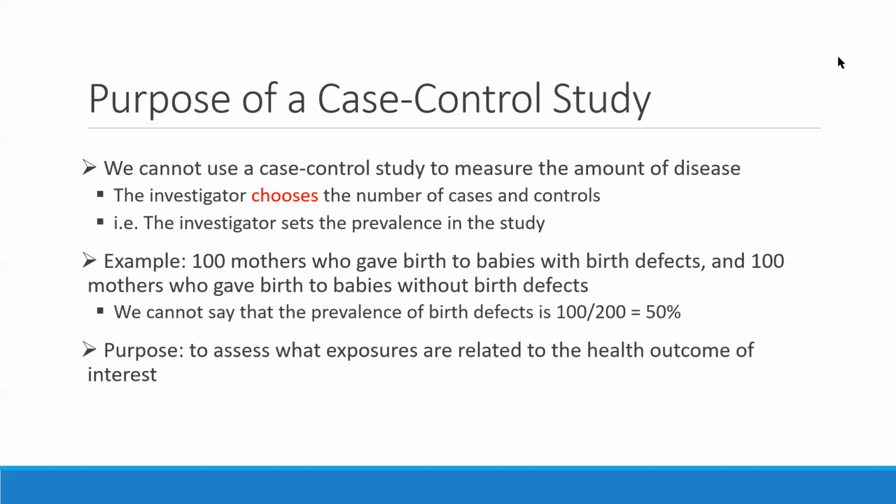And in case control studies, that is the only thing that we can calculate. We calculate the odds that the cases and the controls are exposed to whatever exposure you're interested in, and then you compare the odds of exposure in cases versus controls. That's why it's called an odds ratio. It's not the odds of having the disease, it's the odds of being exposed. Absolutely, exactly.